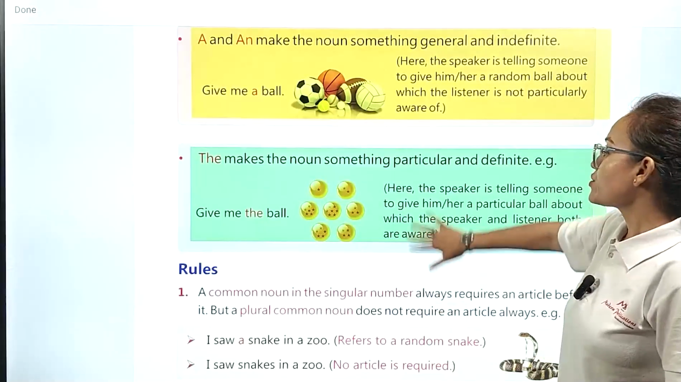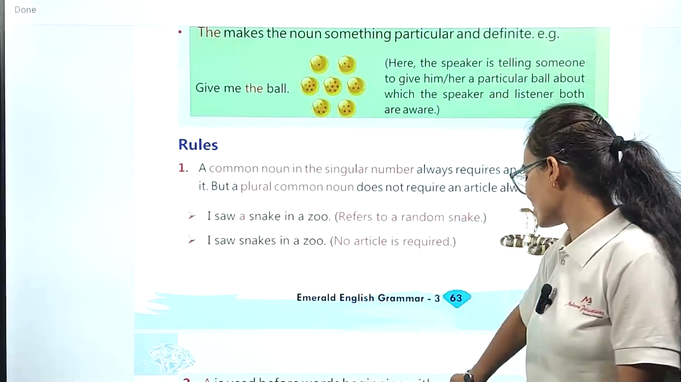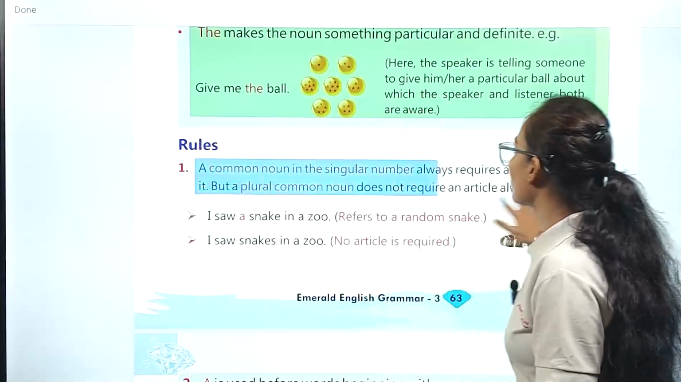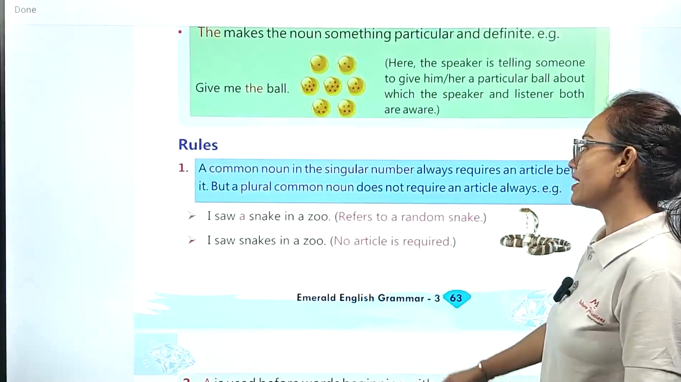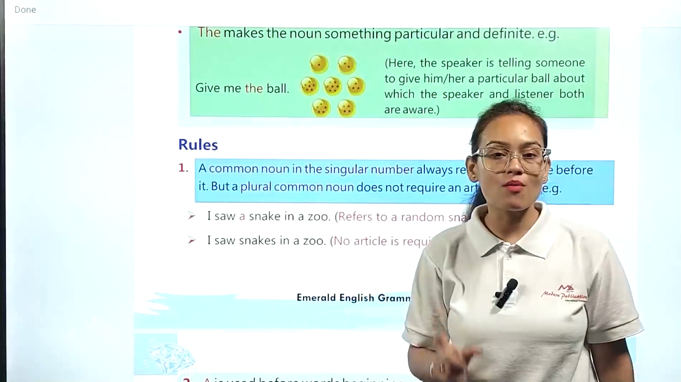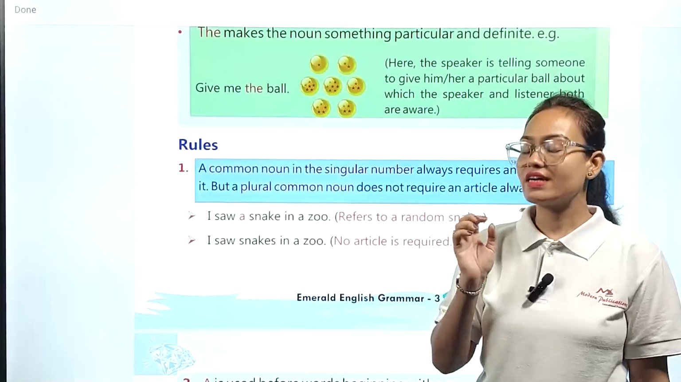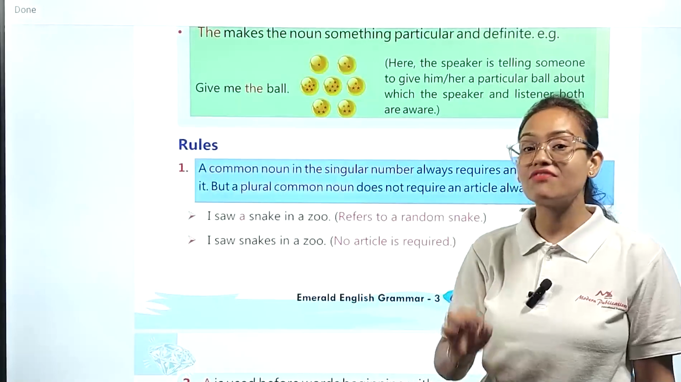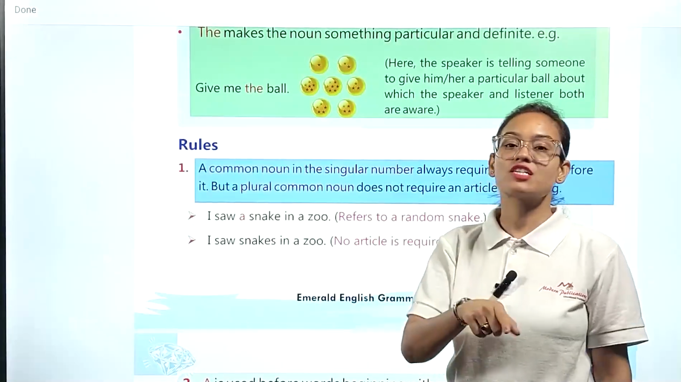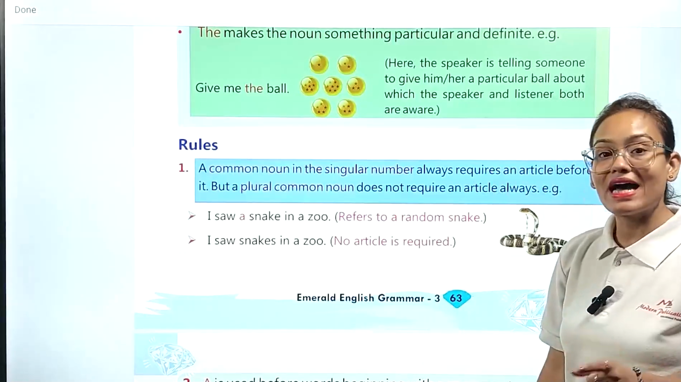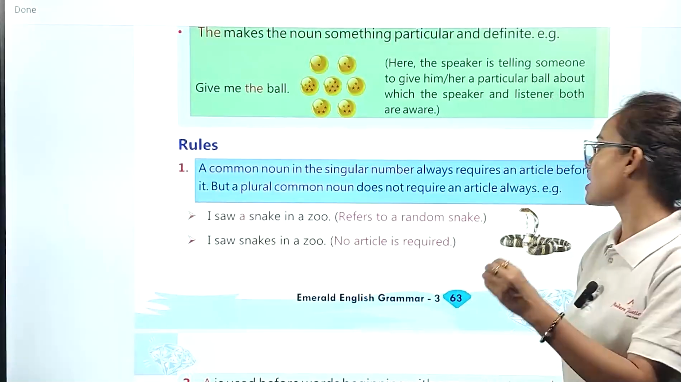In articles we have to follow some rules. Come with me and let's see the rules. A common noun in the singular number always requires an article before it. A common noun and a proper noun, you remember? So a common noun, if it is present in singular number, then it always requires an article.